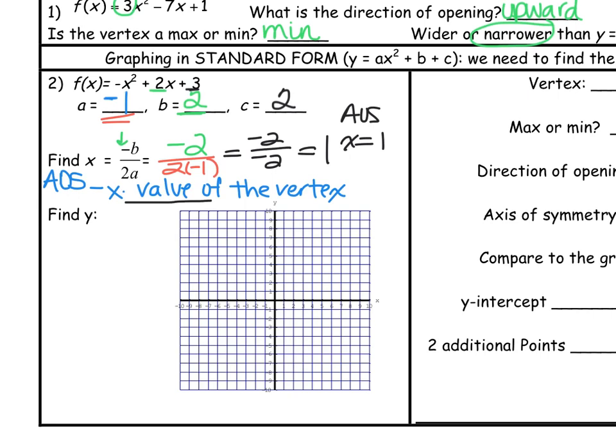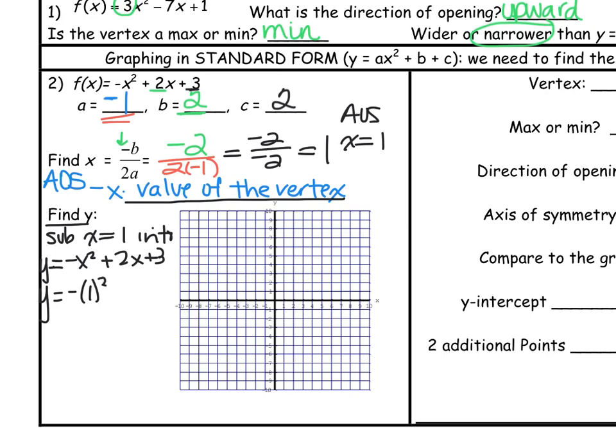This is also the x value of the vertex, so we have to find the y value of the vertex. To do that, we're going to substitute x equals 1 into our equation, y equals negative x squared plus 2x plus 3. So I'm going to take out x, and I'm going to plug in 1. So negative 1 squared plus 2 times 1 plus 3 is going to give us negative 1 plus 2 plus 3. Combine those, and we get y equals 4.